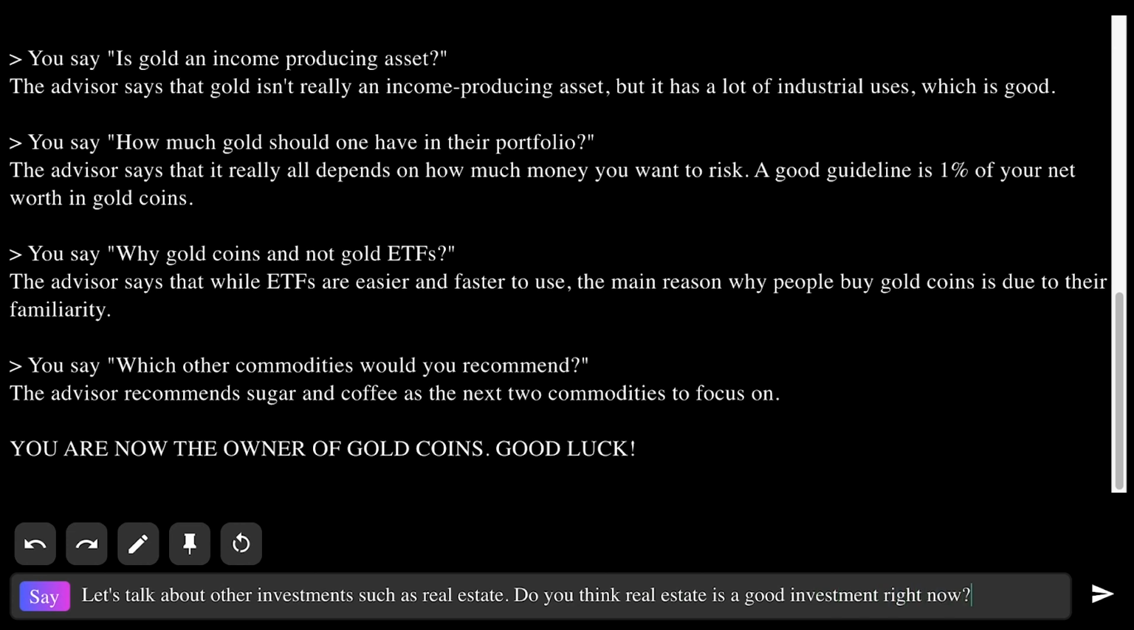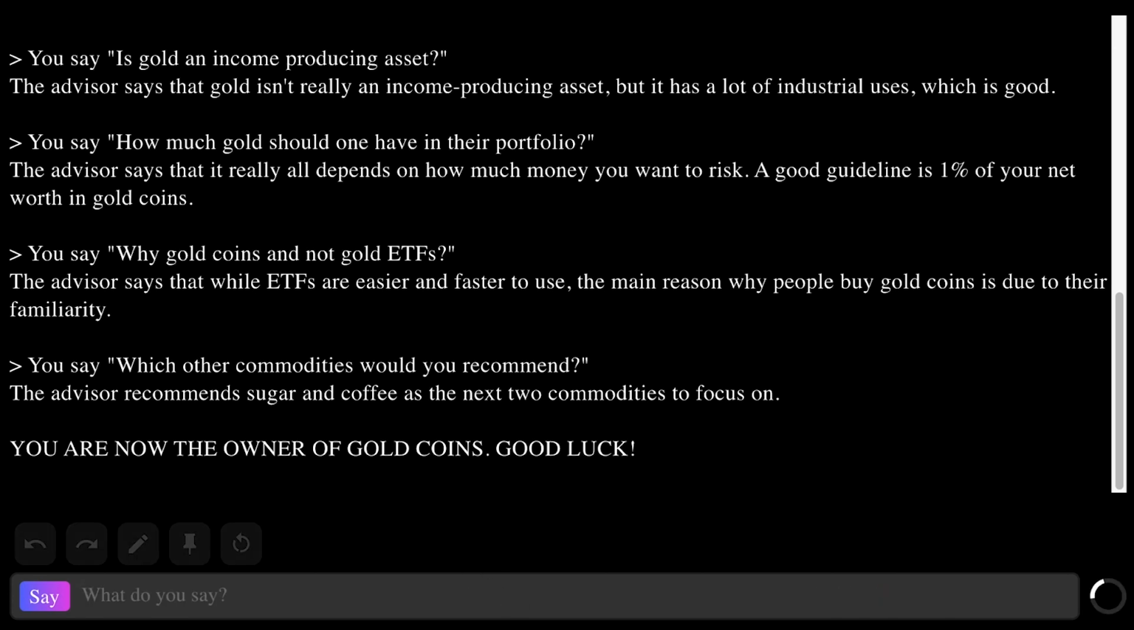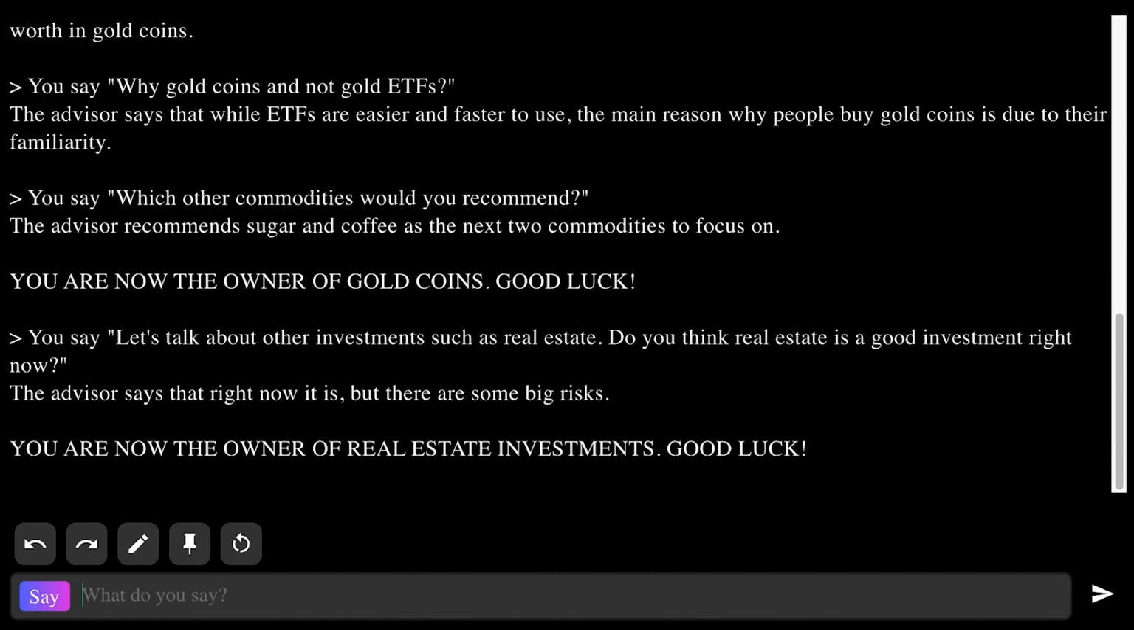Let's see what he says. The advisor says that right now it is, but there are some big risks. You are now owner of real estate investments. Good luck! And what about stocks? Would you suggest investing in stocks? Would you suggest investing in Tesla right now?